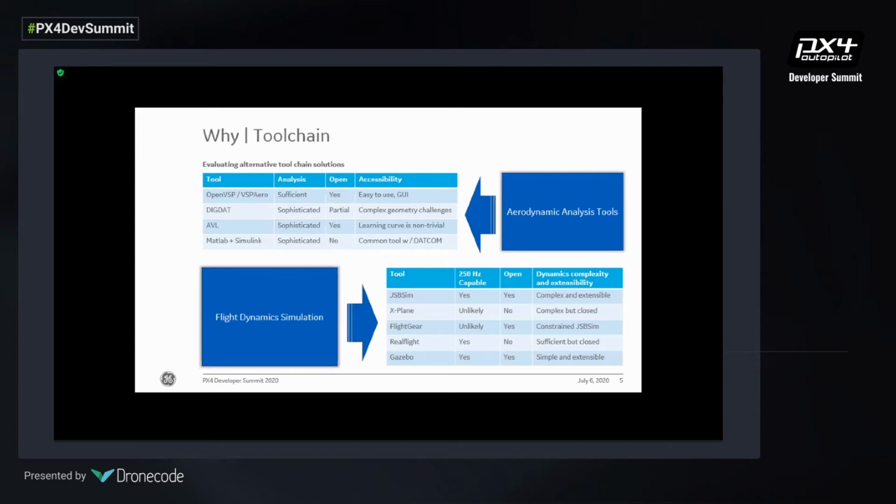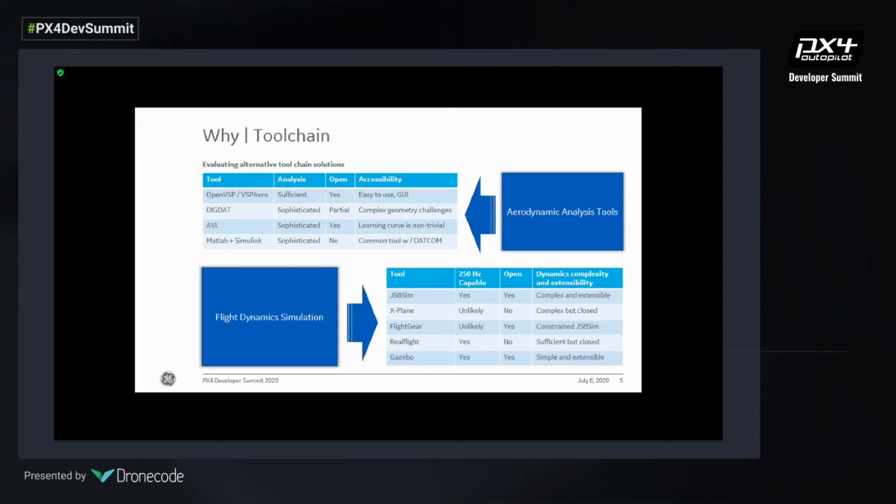OpenVSP in this case. We also looked at AVL, which is more of an industry standard tool for this type of analysis, which is sophisticated, it is open. However, we found the learning curve to be non-trivial. So in this case, kind of similar with MATLAB and Simulink in that with the aerospace toolbox, it's very powerful. It's often used in concert with a DATCOM type tool, but it isn't open. It's also probably a little more of a learning curve than we were looking for here.